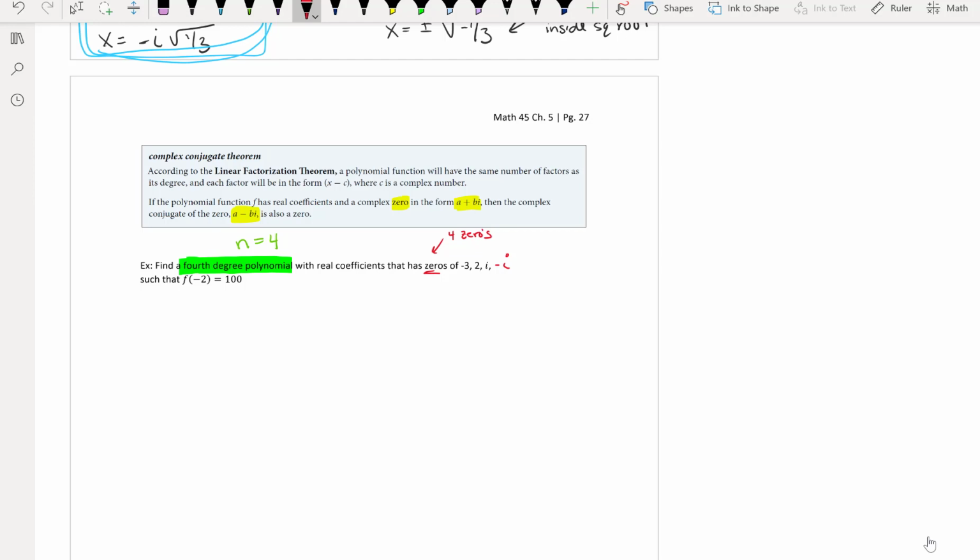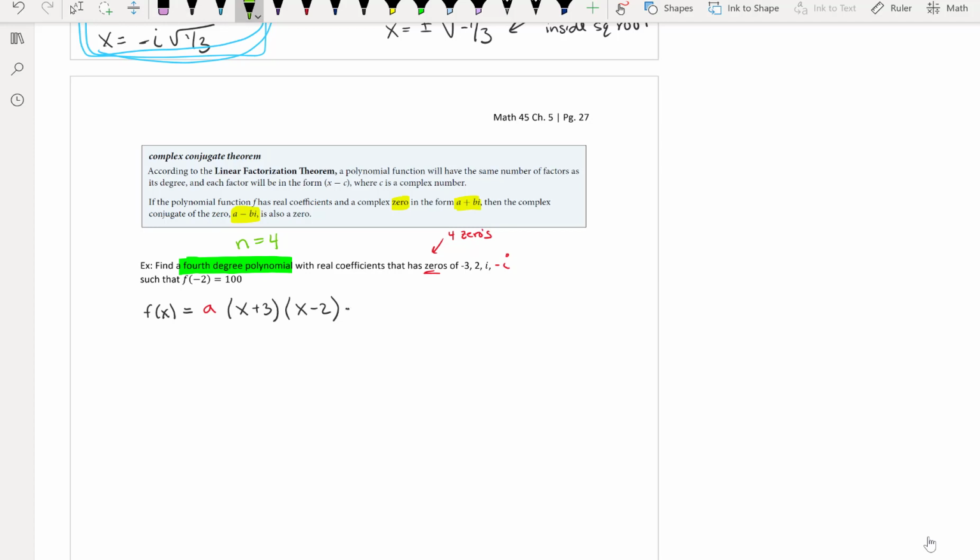So I know my general form of my function. So function f of x. And you don't know that leading coefficient, so let's call it a. So a is going to get multiplied. So let's think of our zeros here. So I have x, my zero is negative 3, so I have an x plus 3. My zero is 2, so I'm going to have an x minus 2. Now I have my complex zeros.